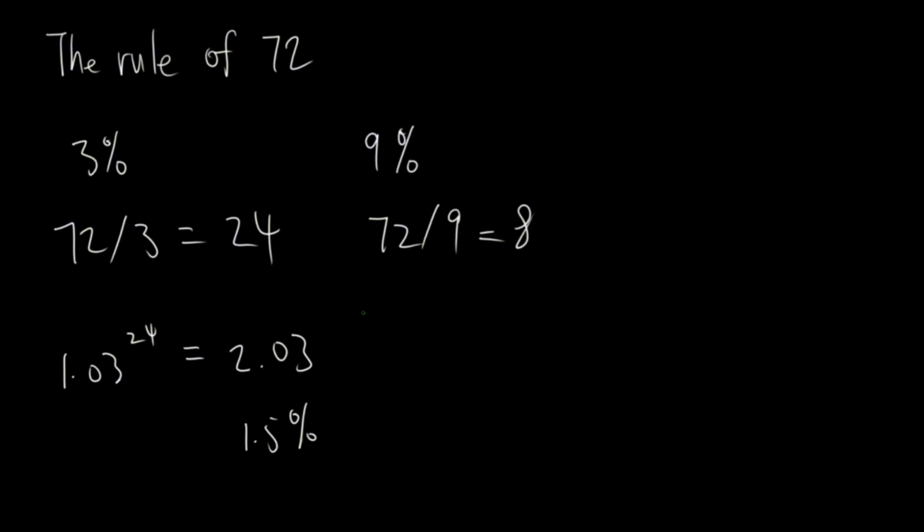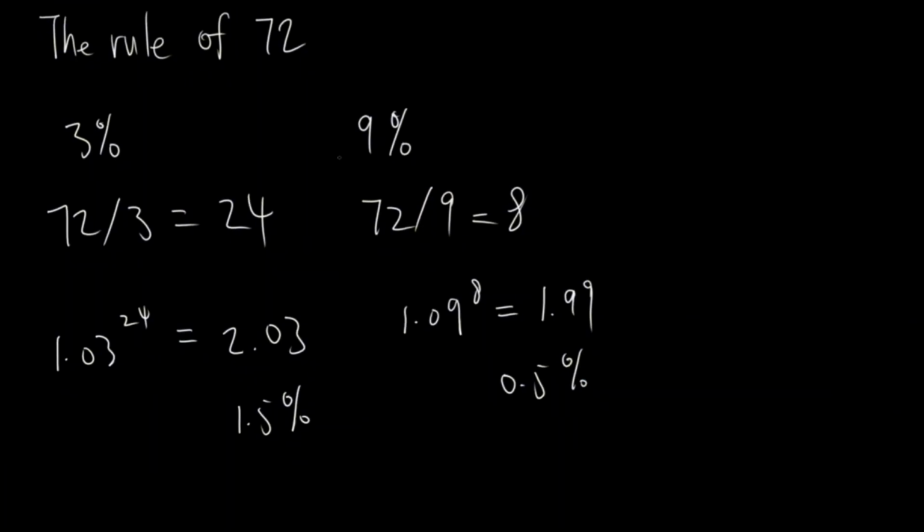Let's check the calculator again. 1.09 to the power of 8. It's equal to 1.99. So off by what? 0.5%. You see, it's incredibly accurate.